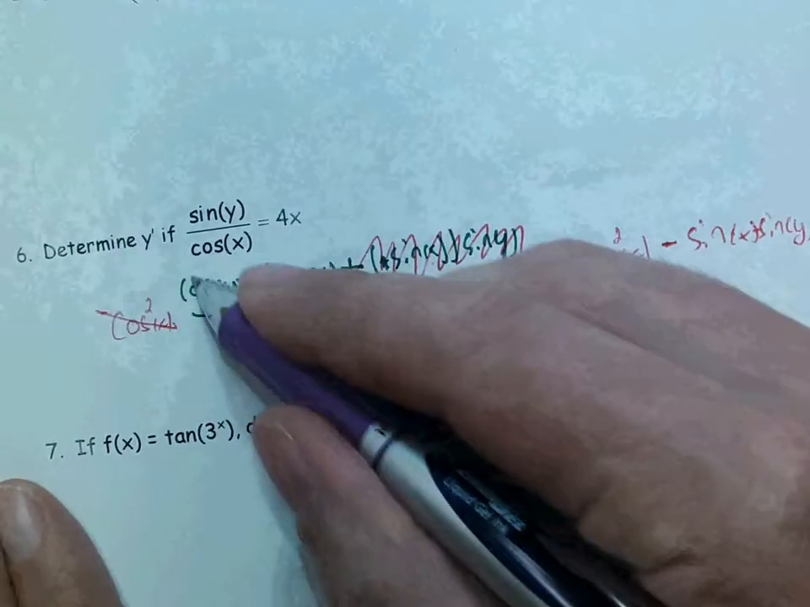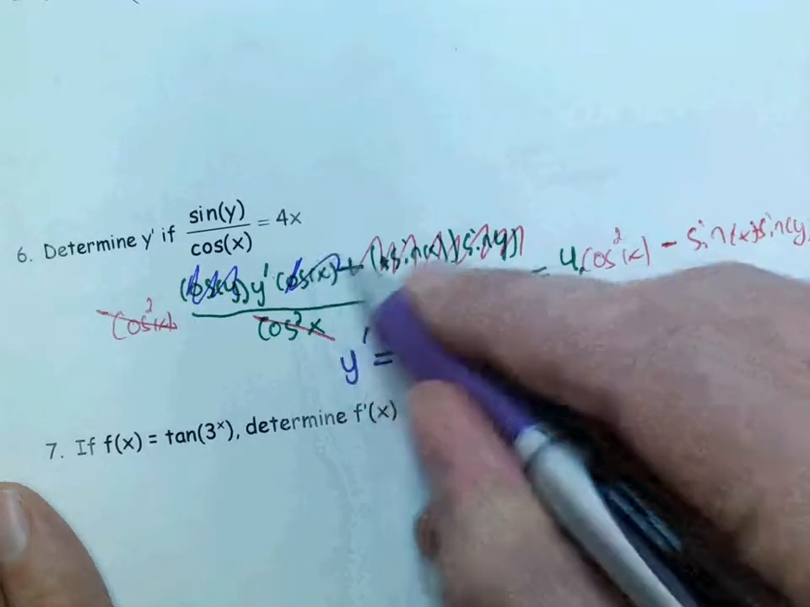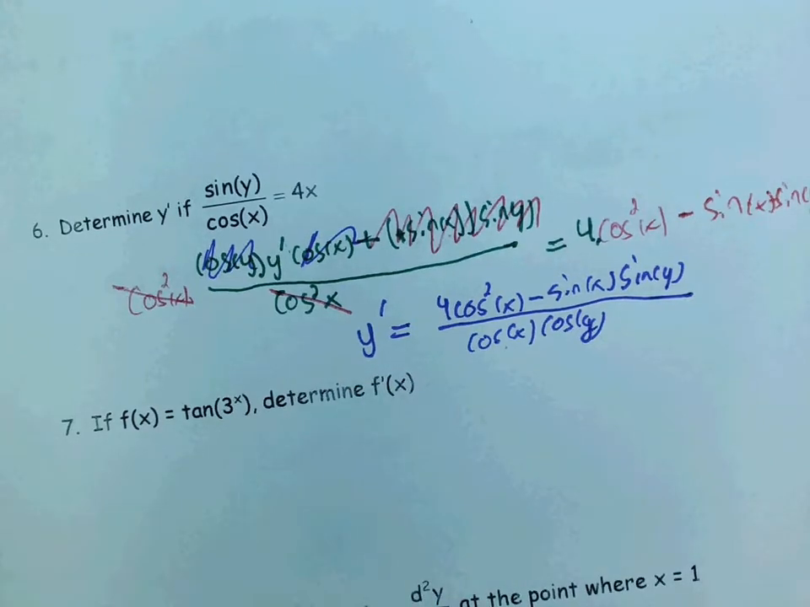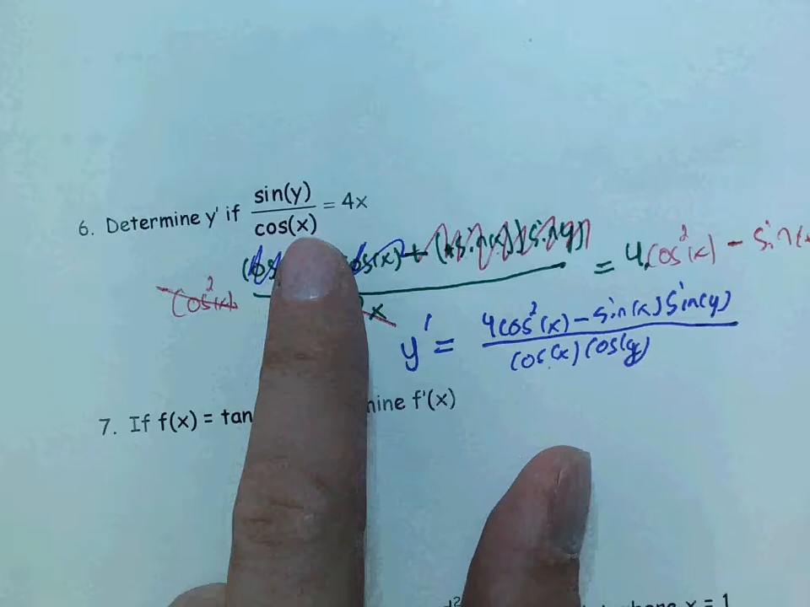all over, when we divide, we're dividing by cosine of x, cosine of y. I rearranged these just because we usually put x's before y's, so I divided by cosine of x and divided by cosine of y, and that got the y prime by itself. That's what y prime is equal to. So hopefully that's helpful.